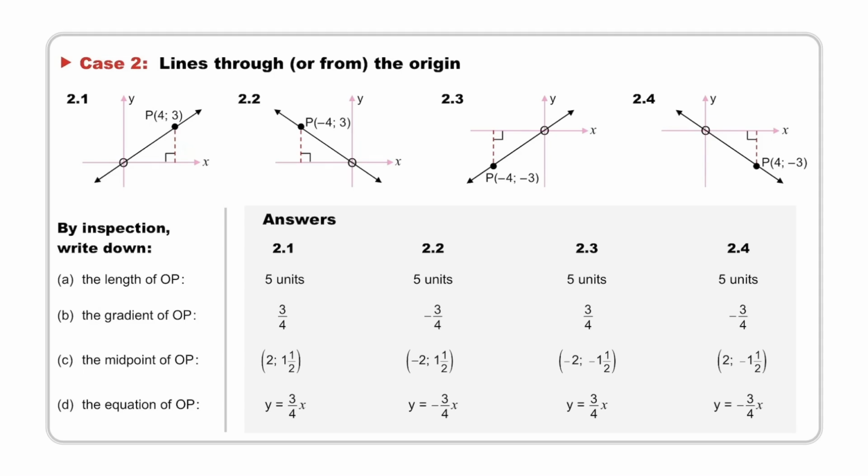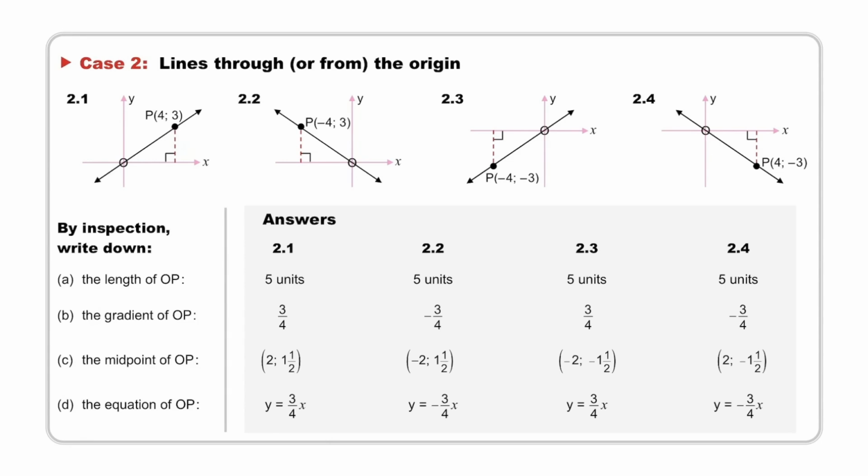Let's consider the answers. The length of OP was 5 units in all 4 cases. Applying the theorem of Pythagoras, we discovered that we had a 3-4-5 triangle in each case. The gradient of OP. In 2.1 and 2.3, the gradient is 3/4, and we notice why. Both those lines make acute angles with the x-axis, and we will just follow through to also see what the equations of those lines are.